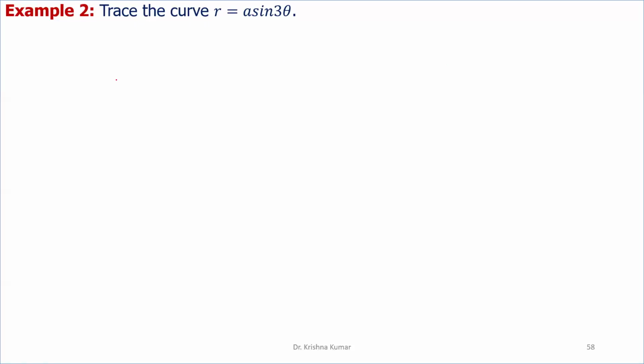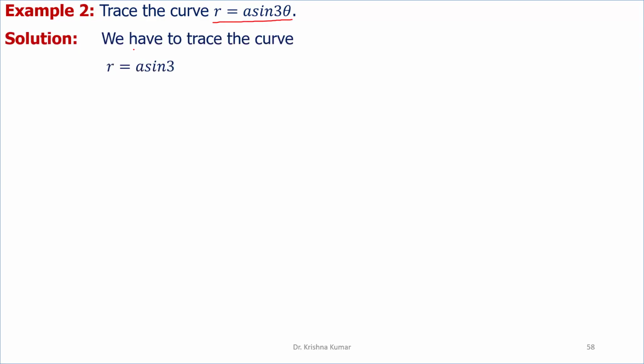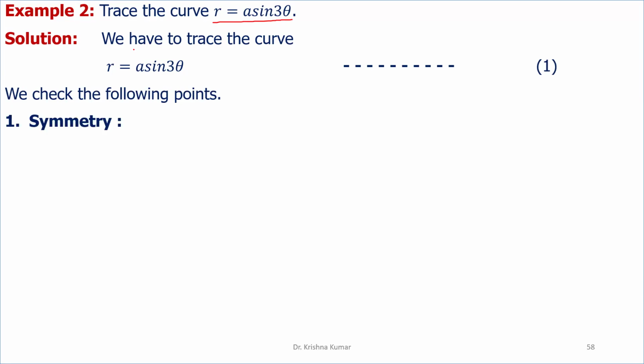Now in this lecture, we will try to trace the Rose curve r equal to a sine 3 theta. While tracing this curve, we will first take the following points. The first point is about the symmetry.